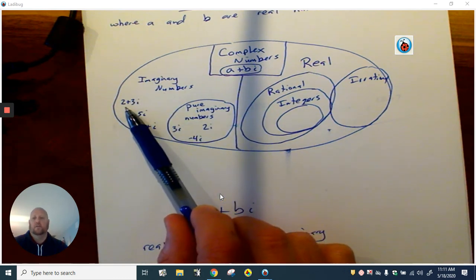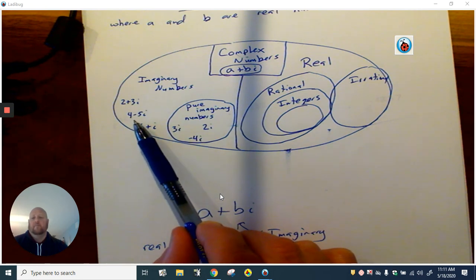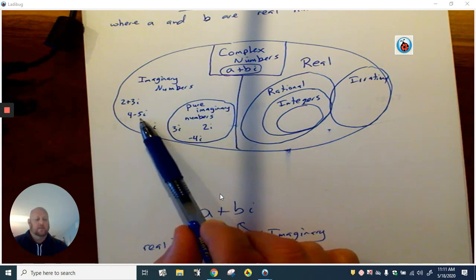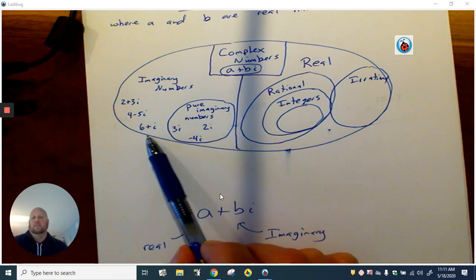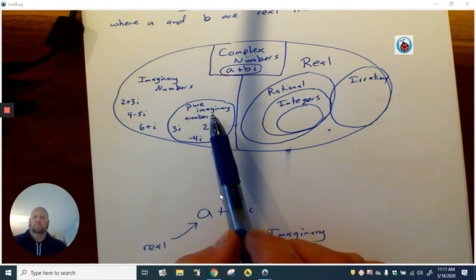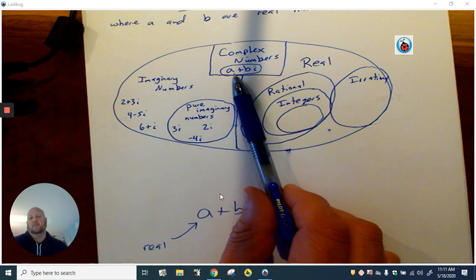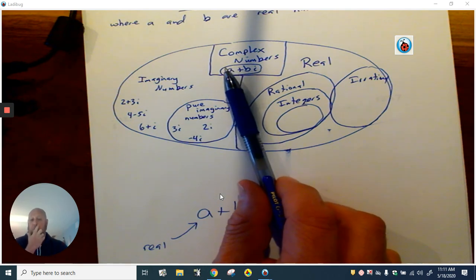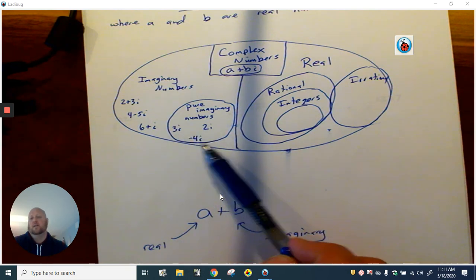We have numbers like 2 plus 3i. That's an imaginary number. 4 minus 5i. This number is a complex number. That's an imaginary number. Okay. 6 plus i. That's a complex imaginary number. We have what are called pure imaginary numbers as well, where there isn't a real part, right? The a would be 0, and we end up with numbers like 3i or 2i or -4i.